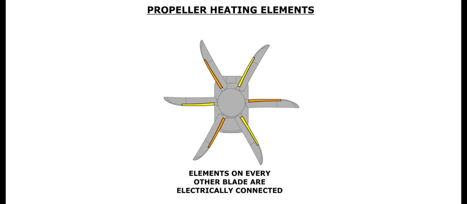Heat is supplied by resistors mounted near the surface of the inboard section of the blade leading edges. The heating elements on every other blade on a propeller are electrically connected.